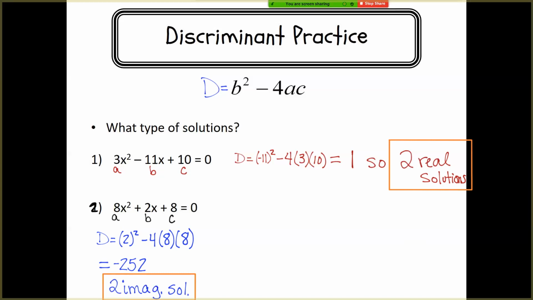So the whole first page of your assignment's going to be finding the value of the discriminant for the first 3. The next 3 questions on your assignment are going to be just like this. Find the value of the discriminant and then tell me what type of solutions you have. We just did an example with 2 real. We did an example with 2 imaginary. The only one we missed would be if I got 0, I would just have 1 real solution.